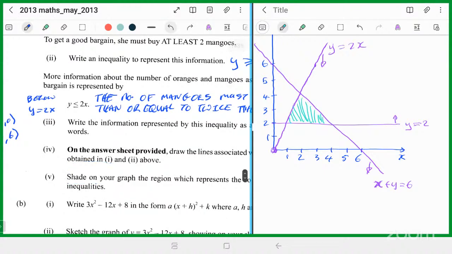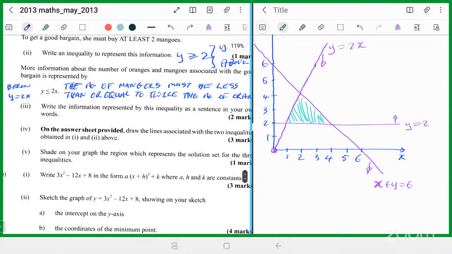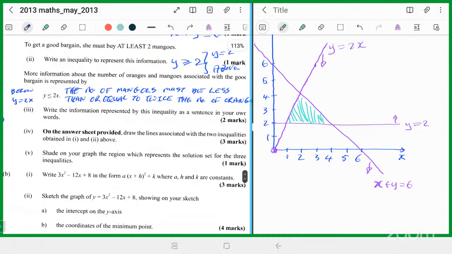So draw the lines and shade the region on your graph. That's it. All I wanted to do. This question didn't require us to go to the vertices or anything like that. It is just to draw the lines and shade it.